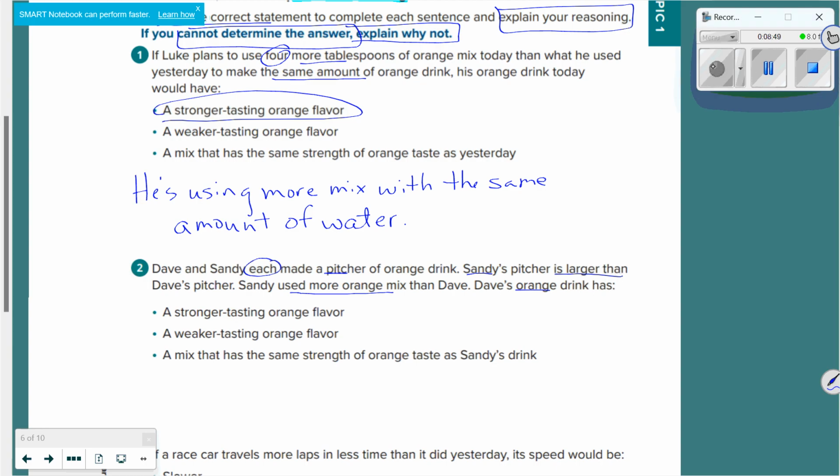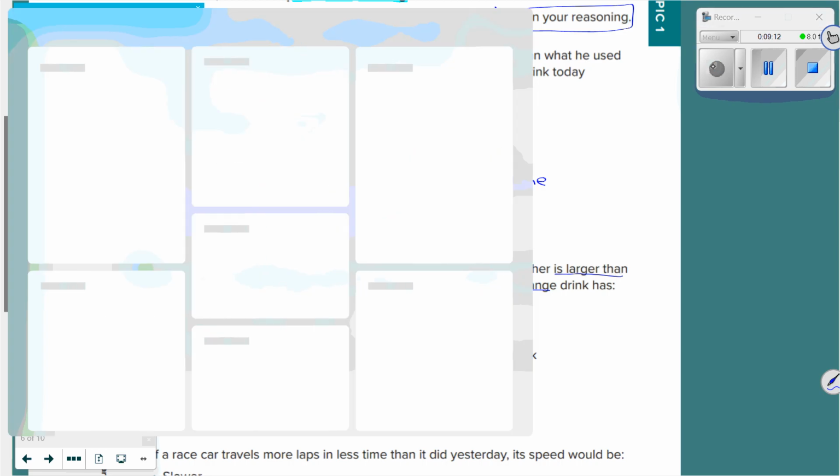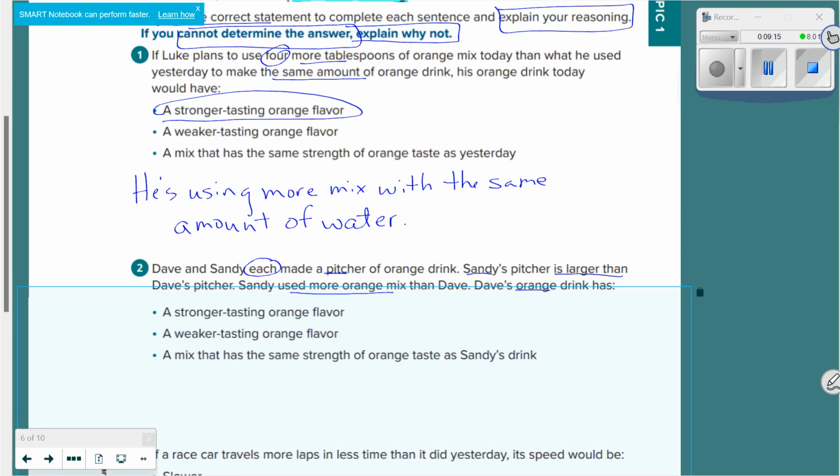How many think Dave is going to have a stronger orange flavor? Okay. How many think it's going to be a weaker tasting orange flavor? Raise your hand. This is interesting. Of course, we talk about this, you kind of come to consensus. Hands down. How many think it's a mix that has the same strength at this point? Okay, good. Hands down. How many think we don't have enough information?